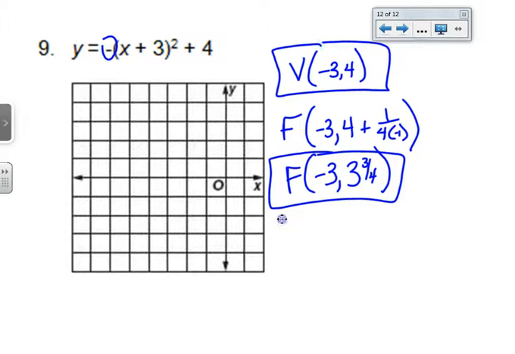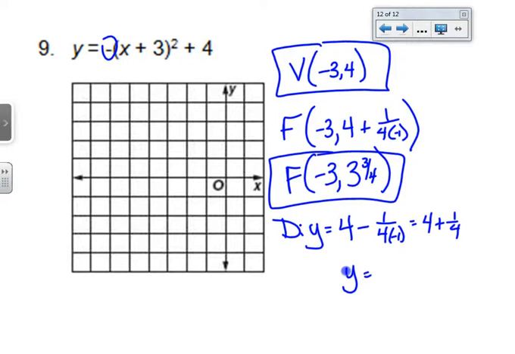Here's my vertex. Last thing I need to find is the directrix. It is my y value, and then I'm going to subtract that 1 over 4 times a. Don't lose your negatives here. This becomes 4 minus a negative 1/4, which is 4 plus 1/4. So the equation for my directrix is y equals 4 and 1/4.